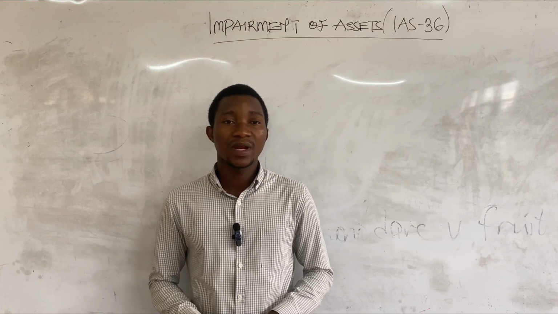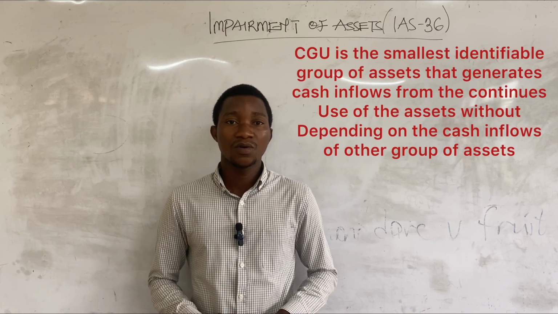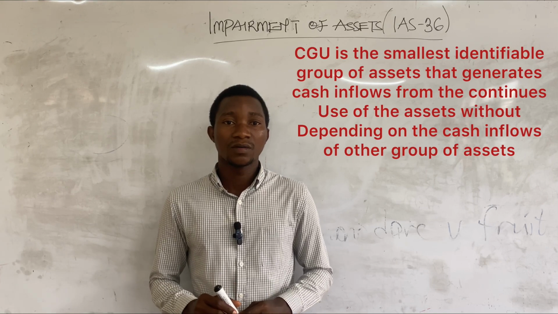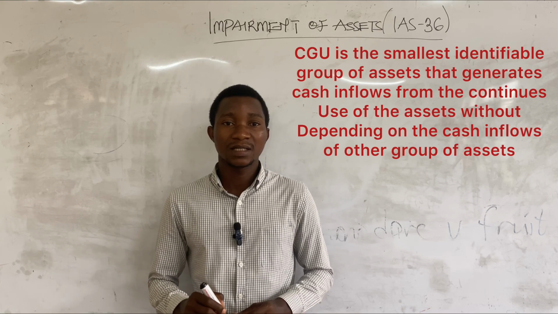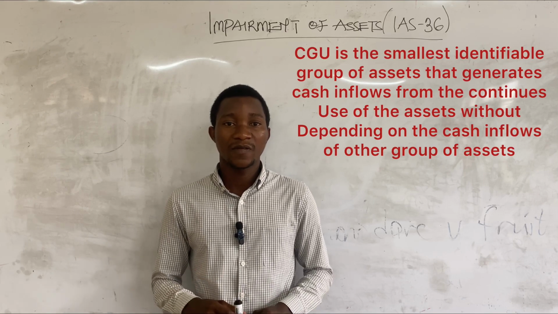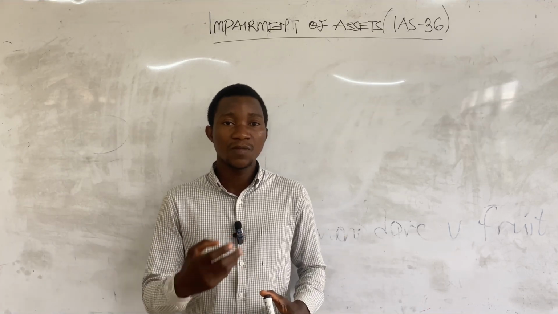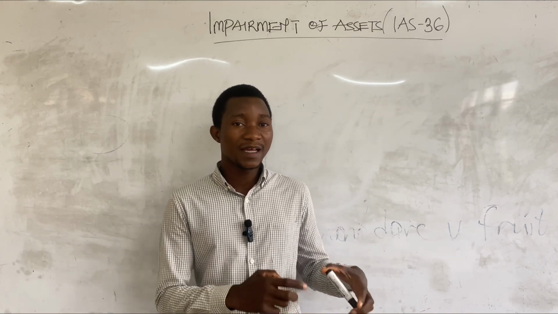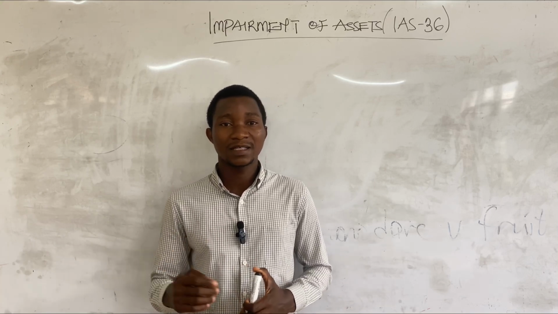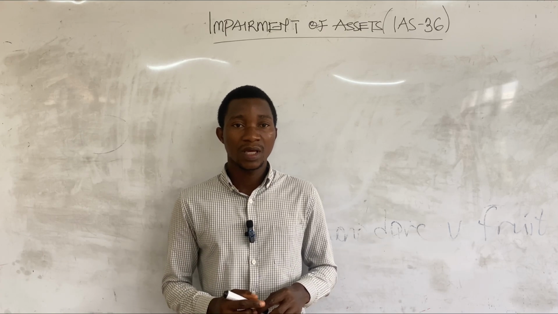A cash generating unit, according to IAS 36, is the smallest identifiable group of assets that generates a cash inflow from the continual use of the assets without depending on the cash inflow of other groups of assets. Is that okay? So if any group of assets is able to generate a cash inflow to the entity or to the business without depending on the cash inflow of other assets, we call those group of assets a cash generating unit. Is that okay?